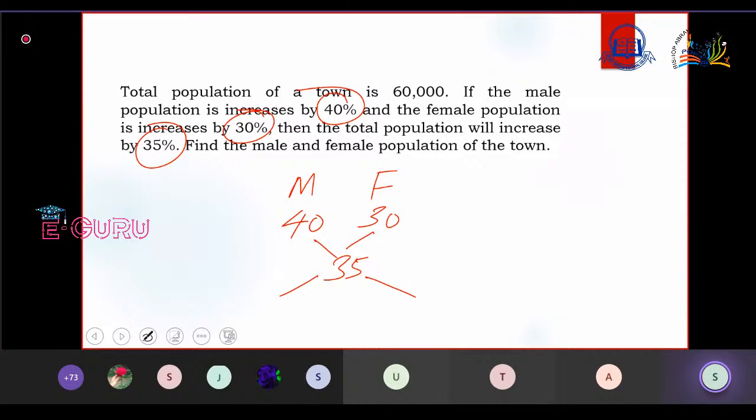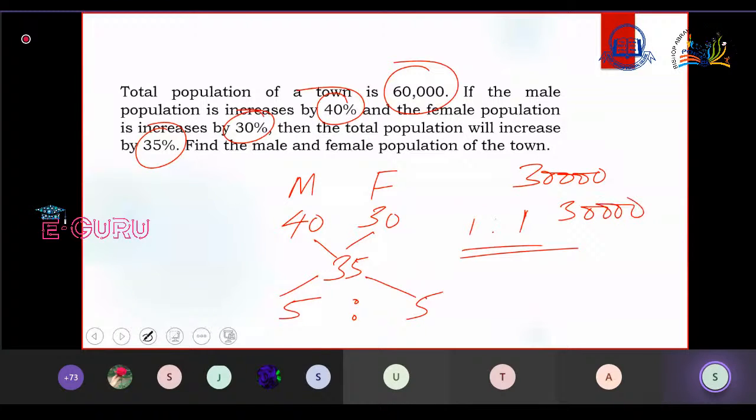So 40 minus 35 means 5, right? And here 35 minus 30, again it is 5. This is the male-female ratio. In one step we got the answer 5. The male and female values are the same. So if 60,000 is the total, equally dividing, 1:1 means 1 male equals 1 female. So here when we are equally dividing, our answer will be 30,000 each.